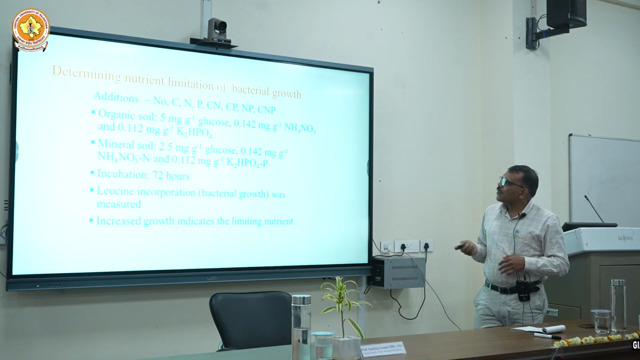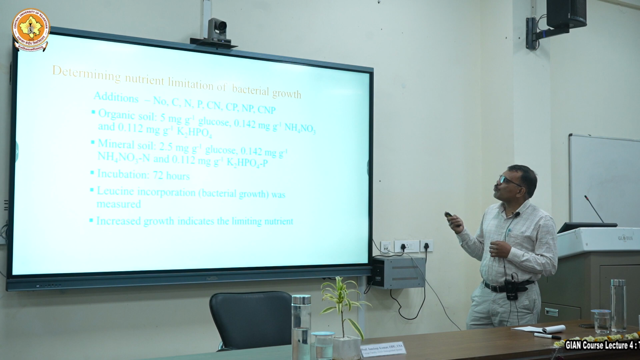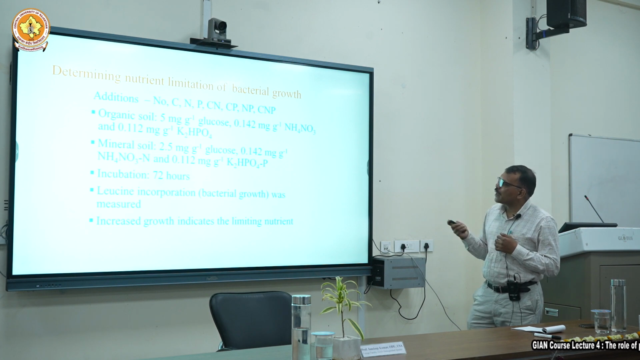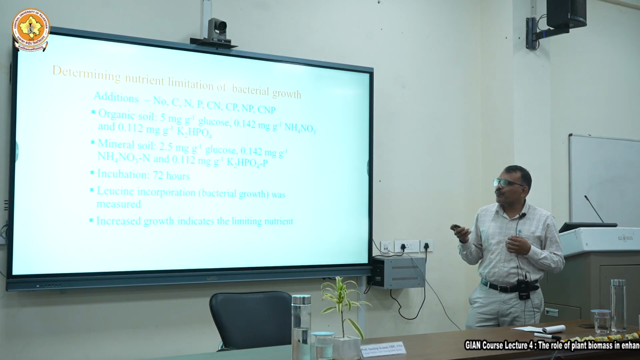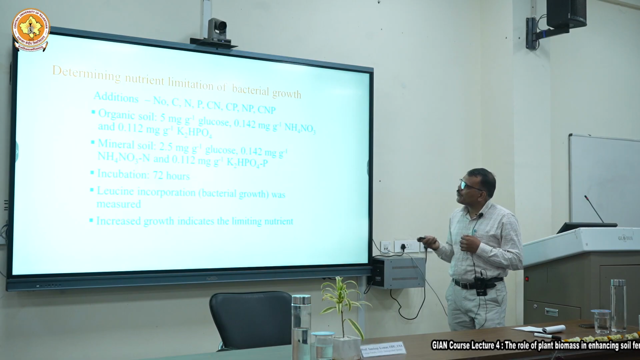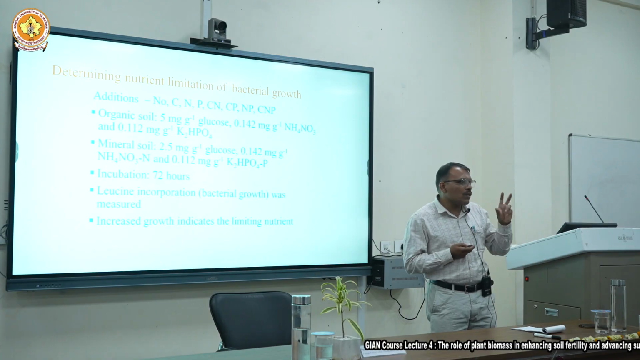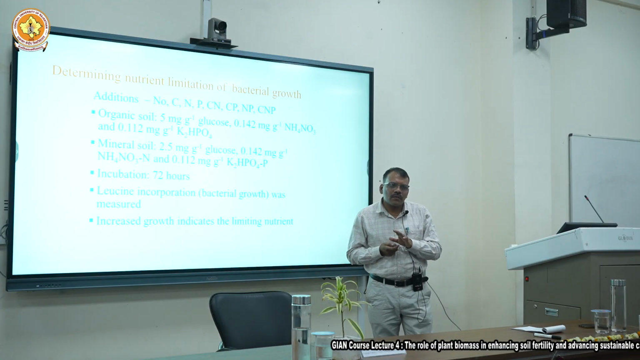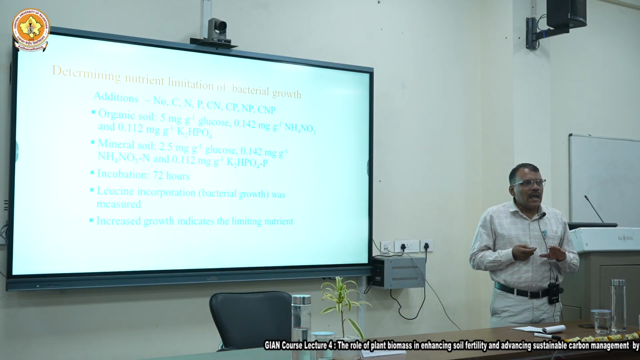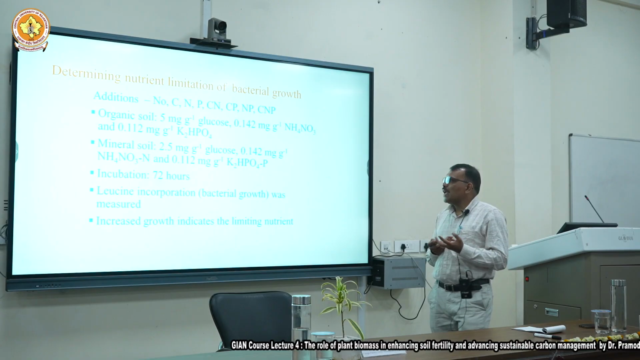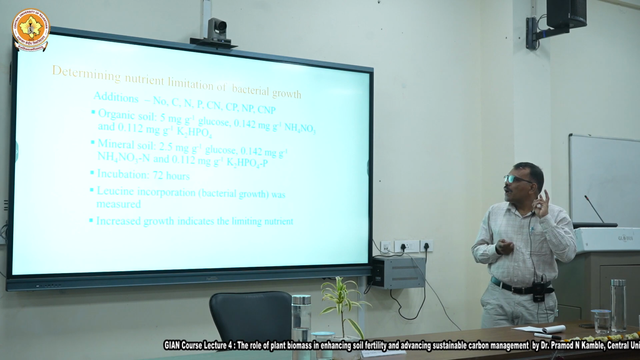Then the nutrient addition I already did mention. In organic soil we used 5 milligram per gram of glucose, 0.142 milligram of nitrate, then 112 milligram per gram of phosphate, and in mineral soil we only changed the concentration of glucose. We added 2.5. There are two kinds of definitions of soil. Geology people consider any weathered material as soil, and in the case of biochemistry or biology, people consider two kinds of soil: one is organic soil and another is mineral soil.